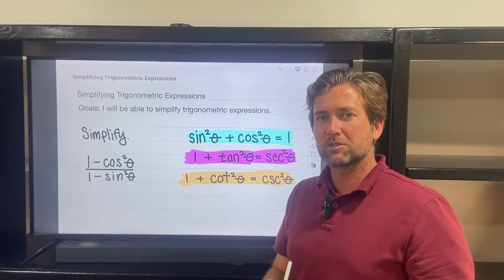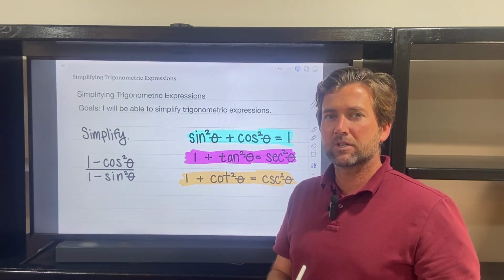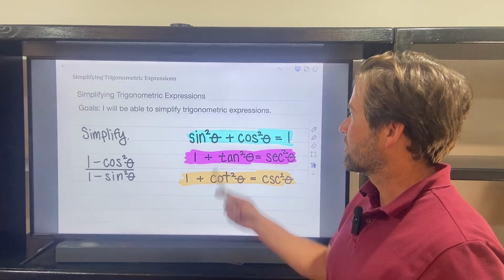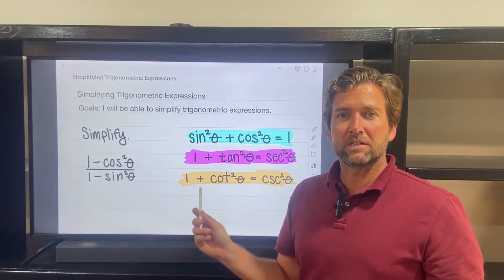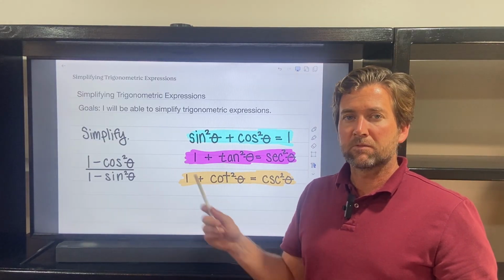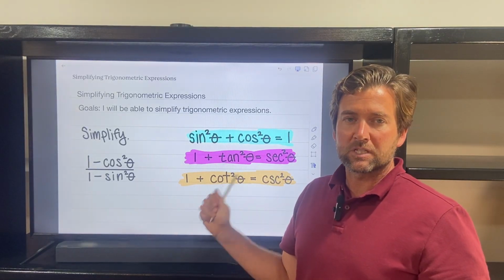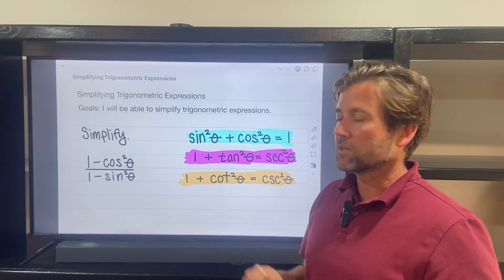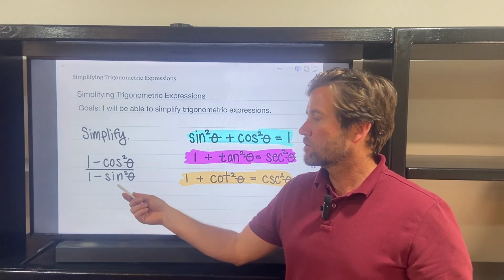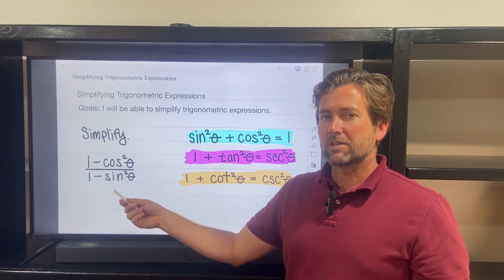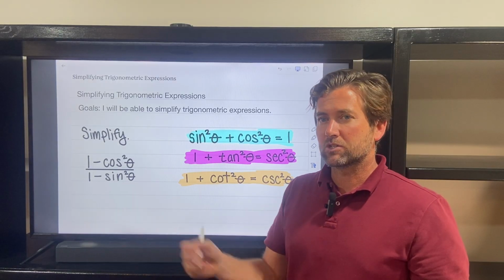The goal of this video is to teach you how to simplify trigonometric expressions. So on the right here, we have our three Pythagorean identities that will come into play when simplifying these expressions. Now, if you don't know how to derive them, there's a separate video for that that you can click on at the end of this video. But our goal is to solve and simplify these trigonometric expressions.